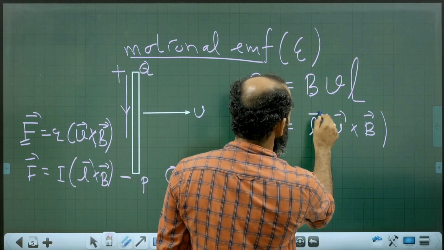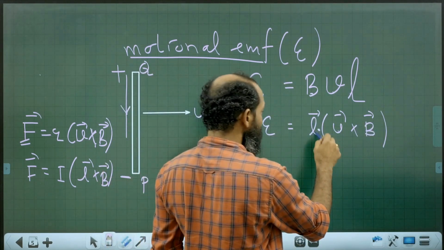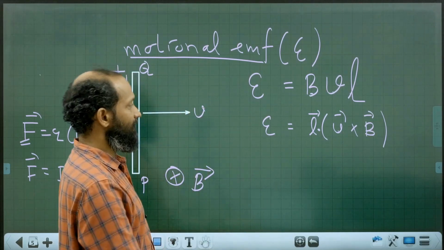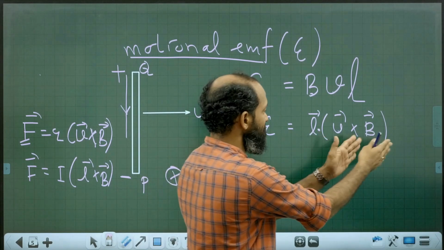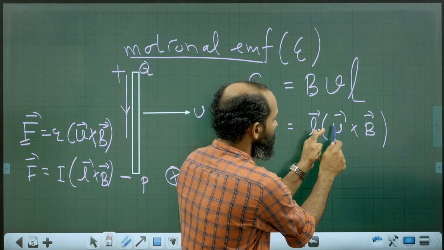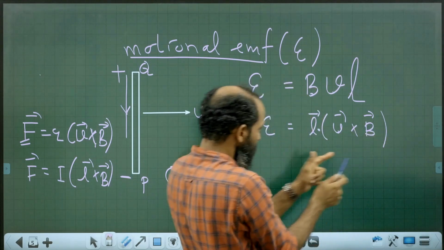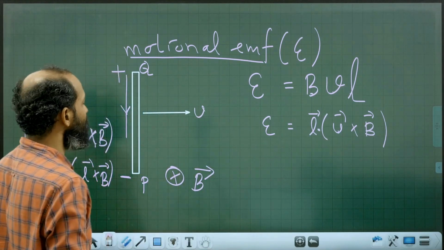L is a vector, V cross B is a vector, then L dot V cross B will be a scalar. That's why EMF is a scalar. So L dot V cross B can be used. You can permit cyclic changes. L you can move here, then V goes here, B comes behind. Like that cyclically you can write it in three different varieties.